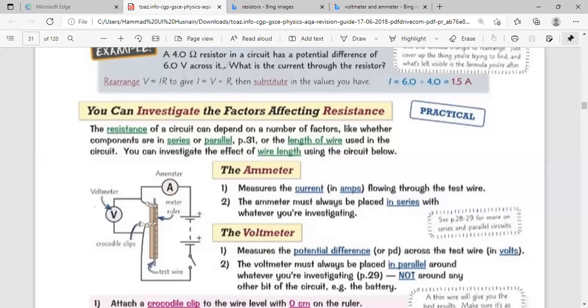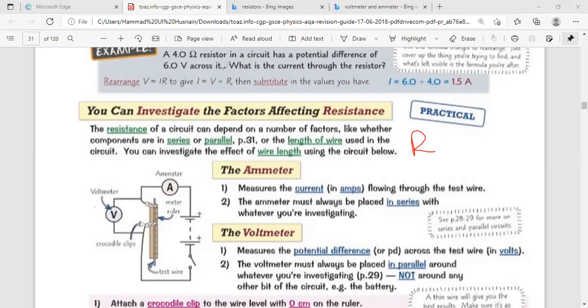But the wire from which the current is flowing will have its own certain amount of resistance, right? The wire through which the current is flowing will also oppose the current. Are you getting my point? So the resistance of that wire depends on different things.